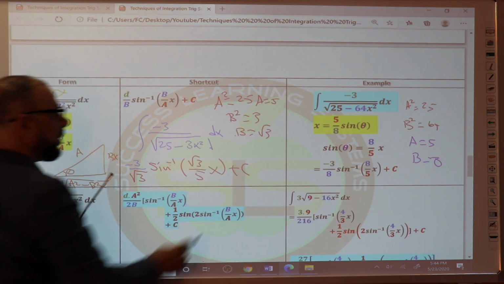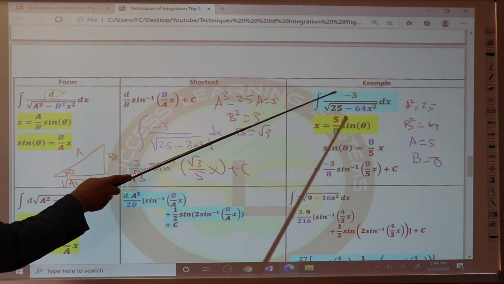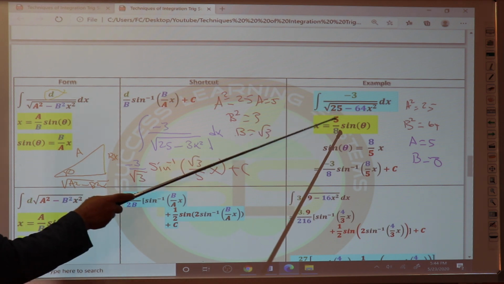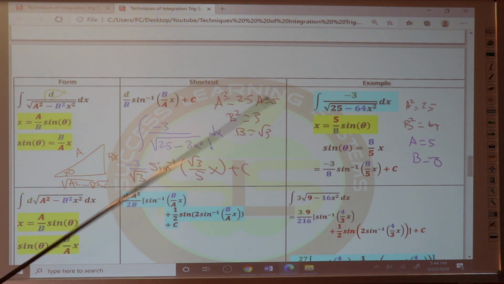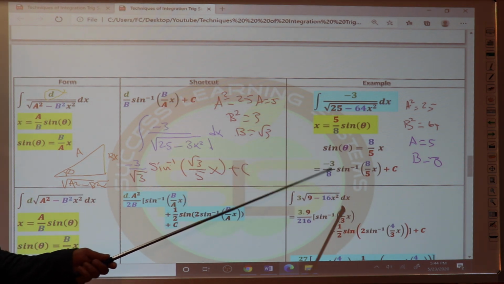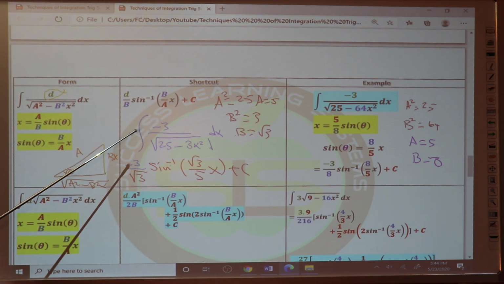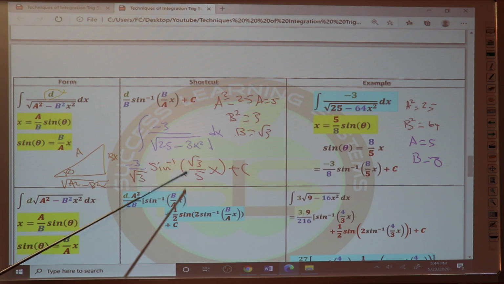And the same thing here: negative 3. Your substitution is what? x equals 5 over 8 sine theta, so sine theta equals 8 over 5 x. Then negative 3 over 8 sine inverse of 8 over 5 x plus c. Just applying this rule. I think this is very clear. You see, in my example, negative 3 over b, which is the square root of 3, and sine inverse always has b, the square root of 3, over 5 x plus c.